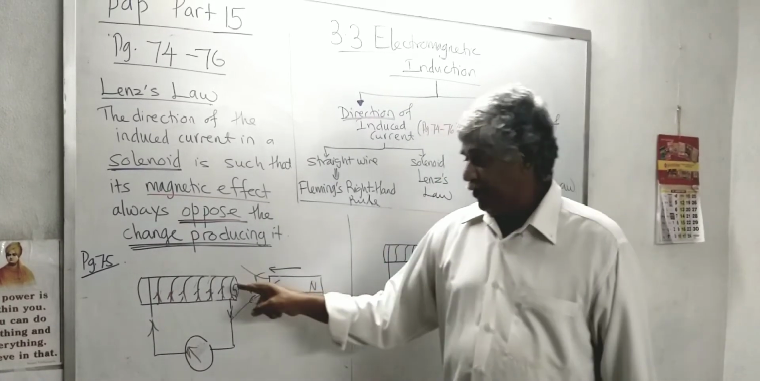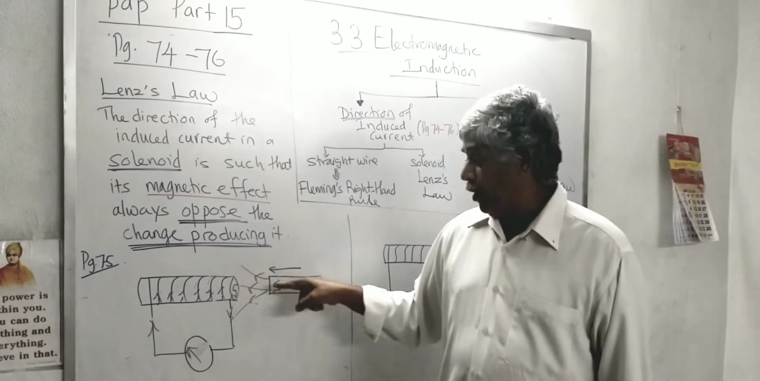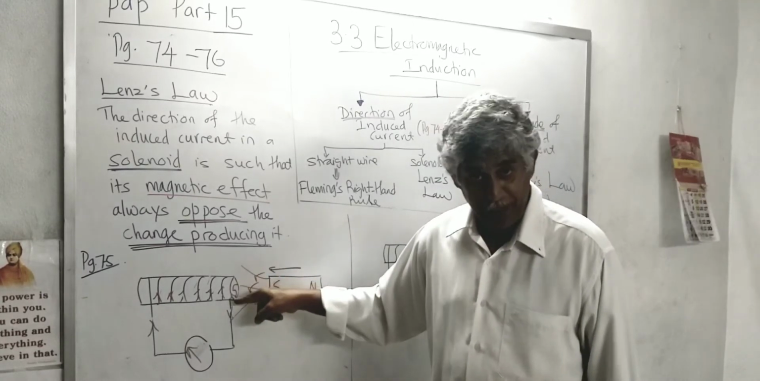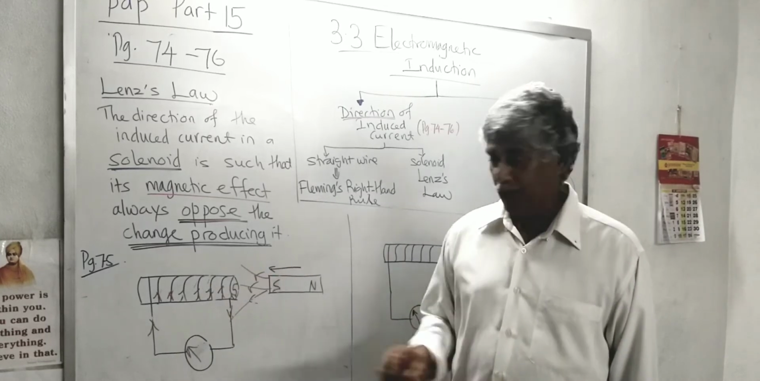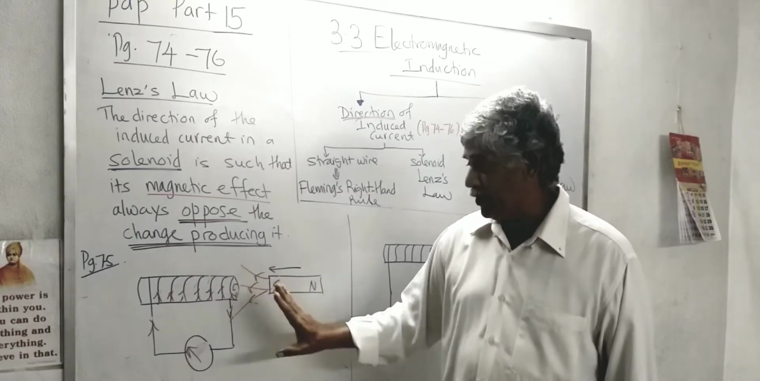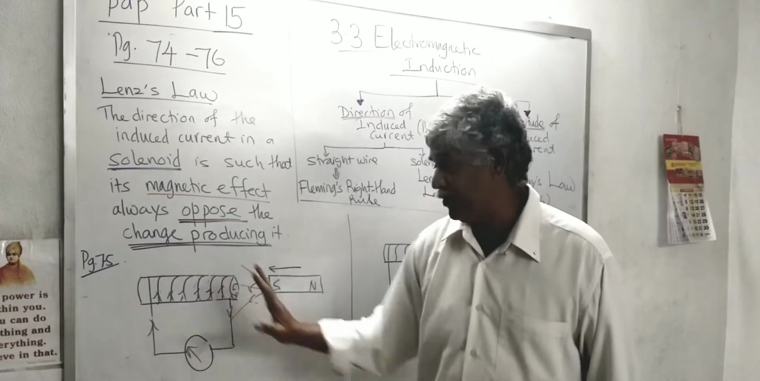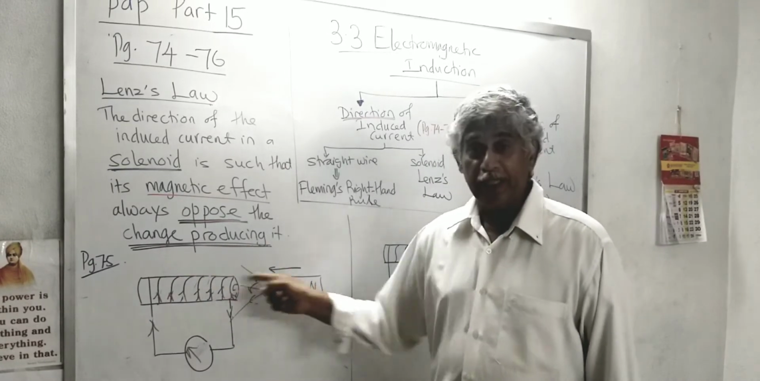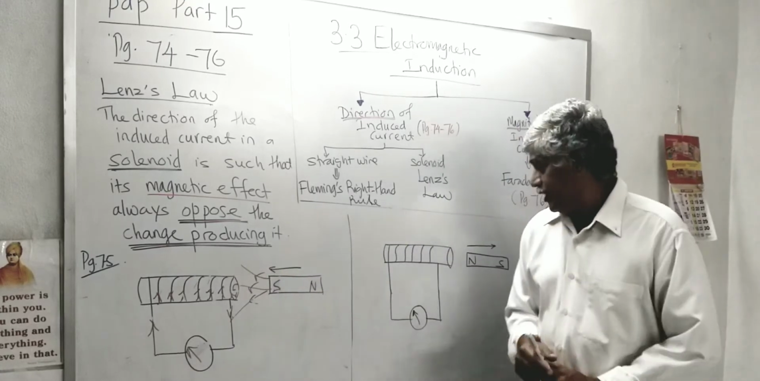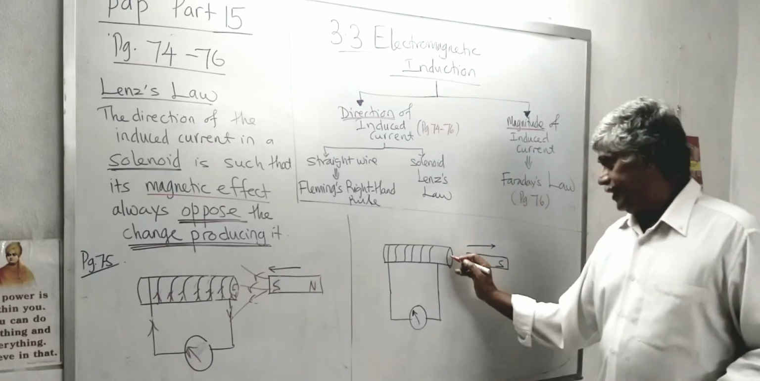Most important, you must determine the pole of the induced current first before you tell the direction of current. Okay, the pole induced is south, so the direction of current here must be north, so you will go this way, opposing the south.